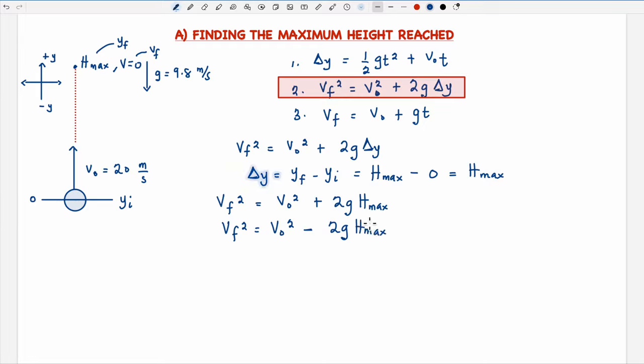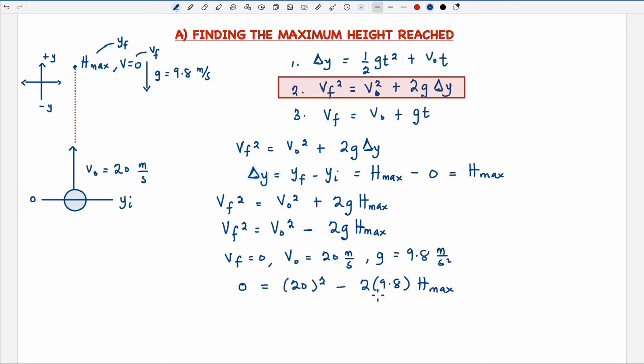Now the goal is to find our h max because we know v final squared to be 0. So v final is 0. V initial is given to us as 20 meters per second, and g is 9.8 meters per second squared. So isolating h max will result in h max equals v naught squared divided by 2g. In this case, that is just 20 squared divided by 2 times 9.8. And that should give us approximately 20.4 meters.